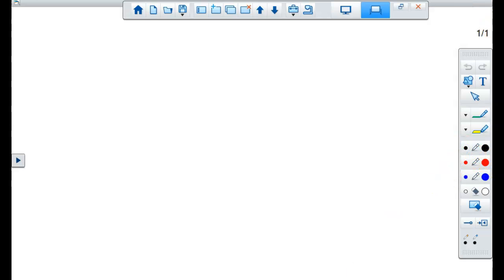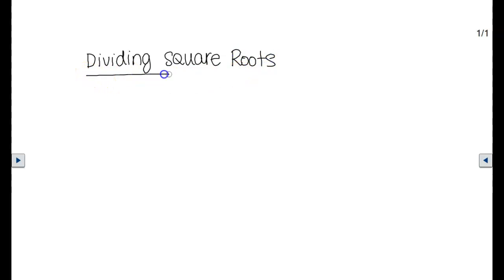All right, folks, on this Monday, we are back for round 2 of dividing square roots. So, we are talking about doing problems that look like this.